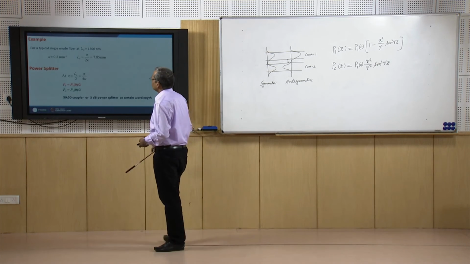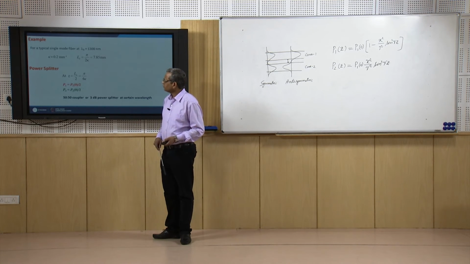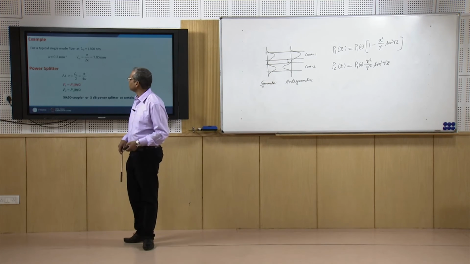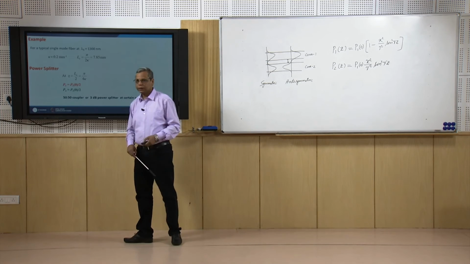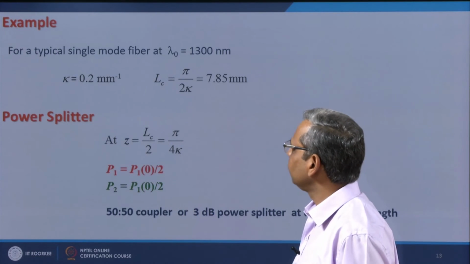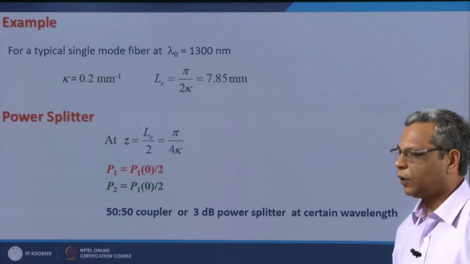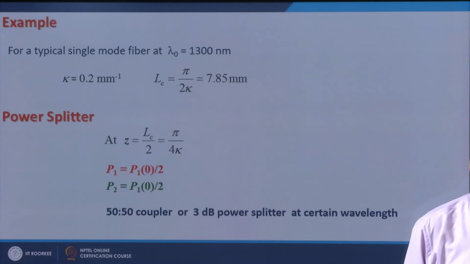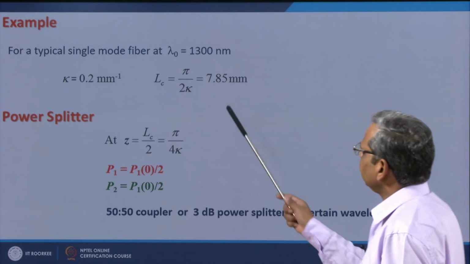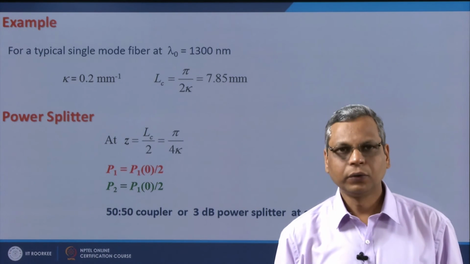Let us have a feel of some numbers. If I have a typical single mode fiber and I am working at a wavelength 1300 nanometer, then typical value of kappa is about 0.2 millimeter inverse. So, LC would be about 7.85 millimeter, close to 1 centimeter. Okay. So, in this length the entire power will get coupled from core 1 to core 2.